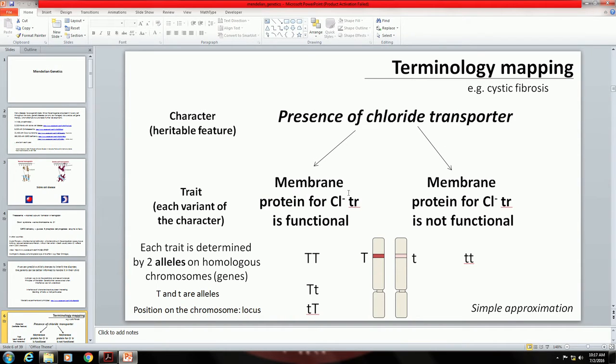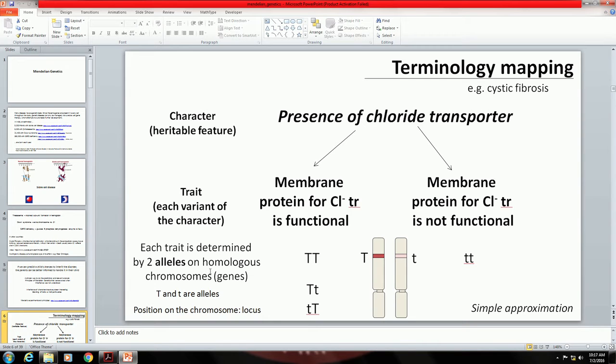it could be of two kinds. If the membrane protein for chloride transporter is functional, then it is fine. If the membrane transporter for chloride transporter is not functional, then we get the disease. Therefore, there are two traits, the functionality and non-functionality, and these two traits are variants of this character, and that is the terminology here. In other words, in terms of classic terminology, tall and short are the traits of the character height.